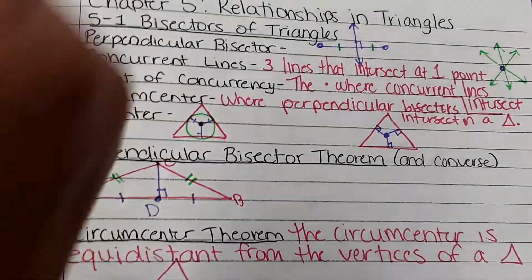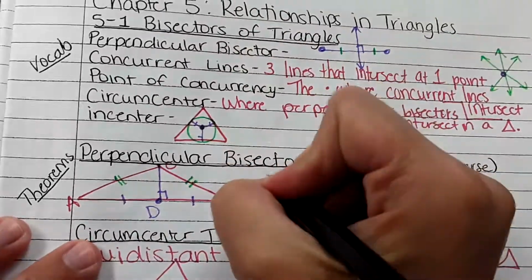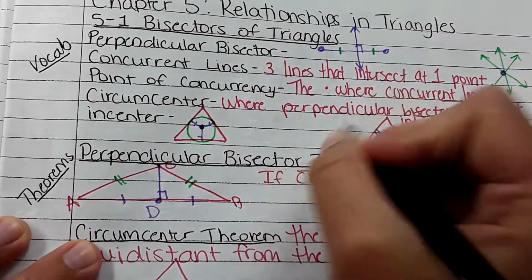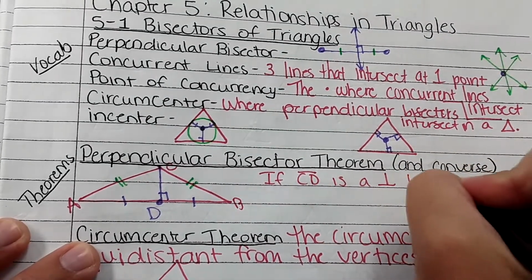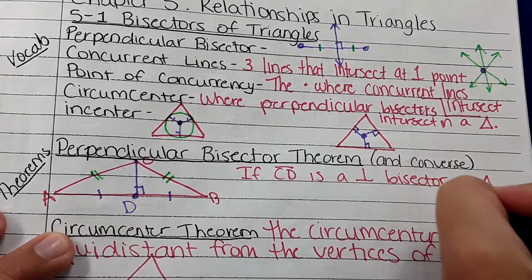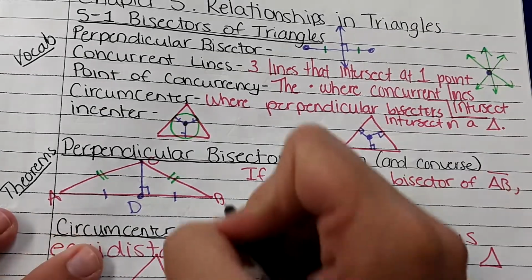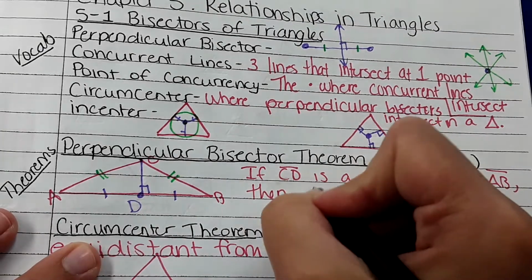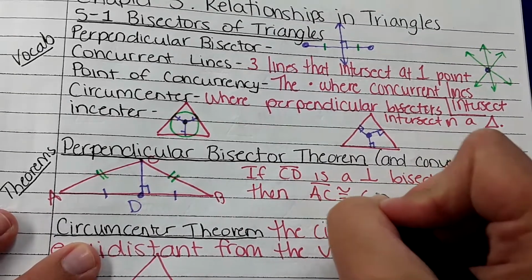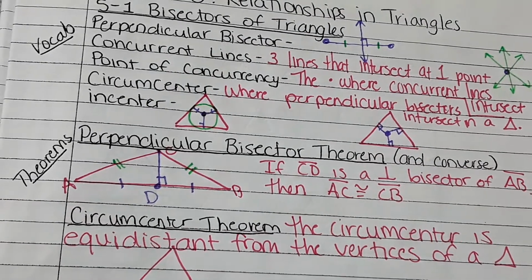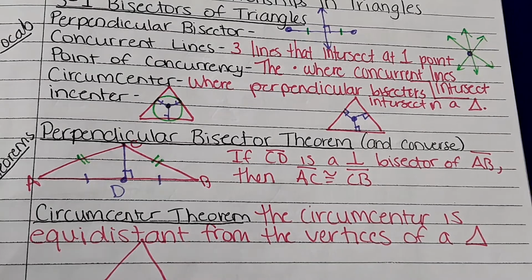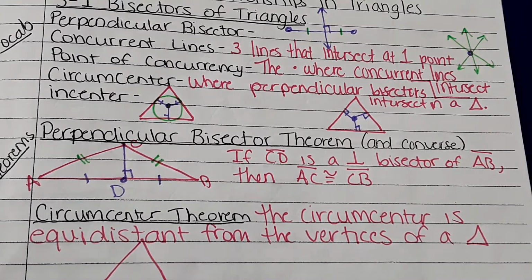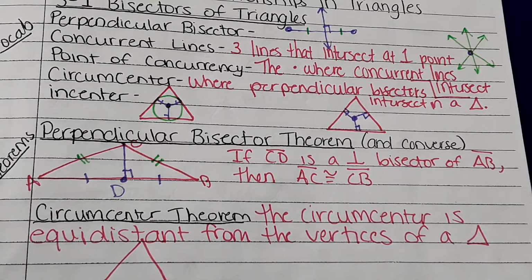And then I'm going to quickly write it in words as well. If segment CD is a perpendicular bisector of segment AB, then AC is congruent to CB. So you'll notice throughout these there's a lot of congruent parts.